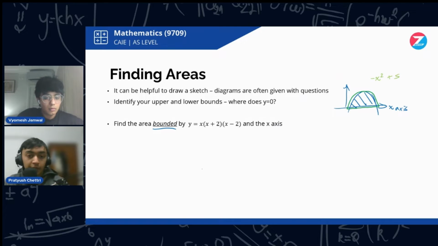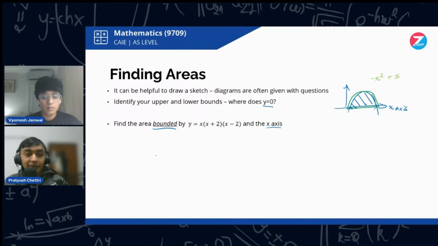So let's try this question now. Why does y equal 0? That's where it crosses the x-axis. Usually it'll ask you bounded by the axis. We'll get to more specific cases later. Let's try this now. Area bounded by this curve and the x-axis.